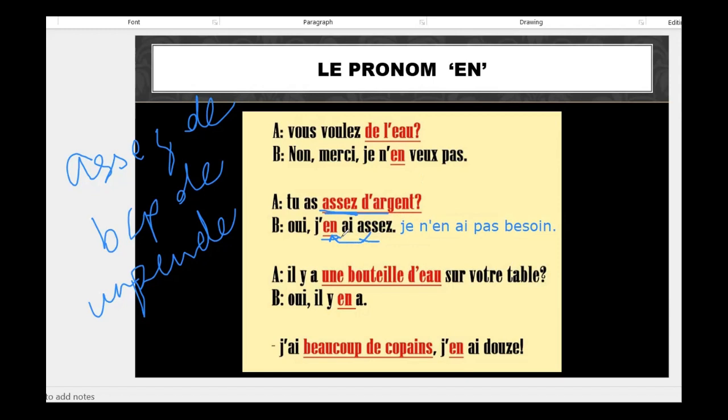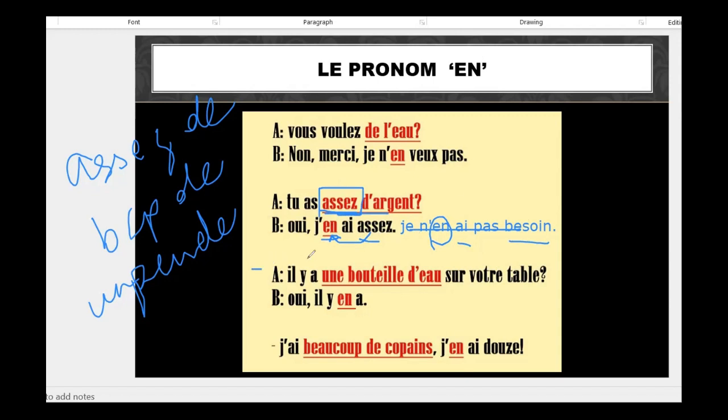I do not need it anymore. Je n'en ai pas besoin. Okay, you can ignore this one. But you have to see here: oui, j'en ai assez. You have to write this assez. You have to state the quantity. You cannot remove this. I have already enough of it.